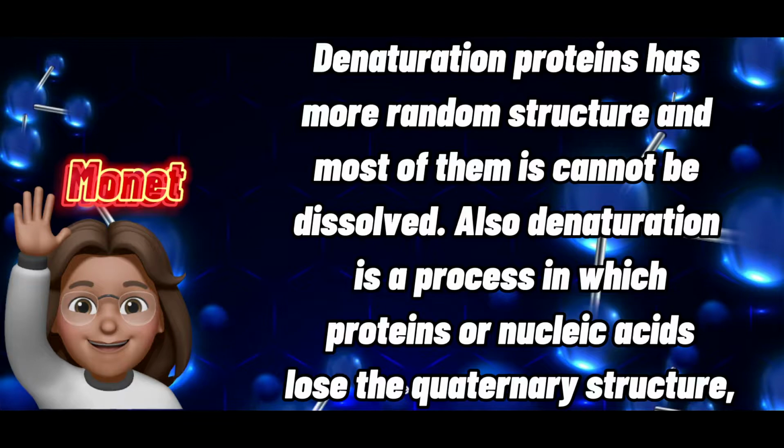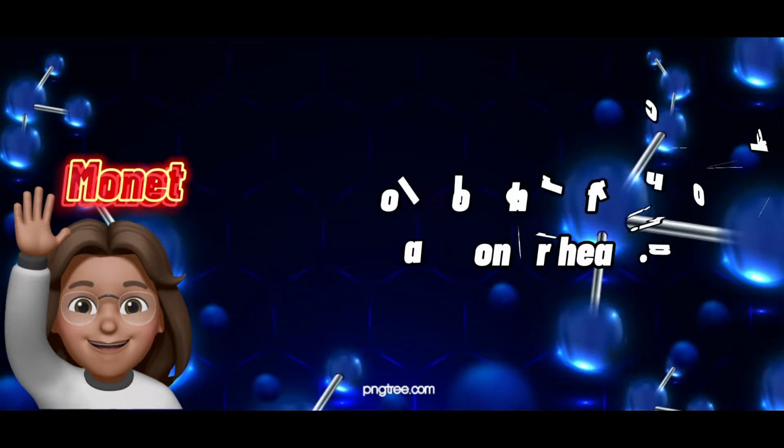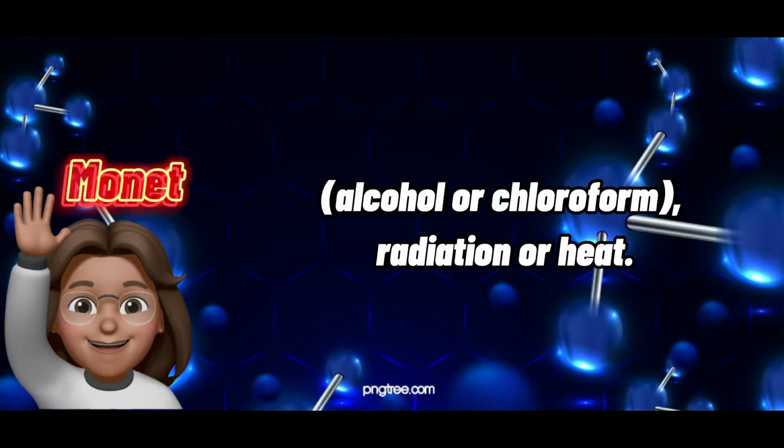Also, denaturation is a process in which proteins or nucleic acids lose their quaternary structure, tertiary structure, and secondary structure, which are present in their native state, by application of some external stress or compound, such as a strong acid or base, concentrated inorganic salt, an organic solvent, alcohol or chloroform, radiation, or heat.